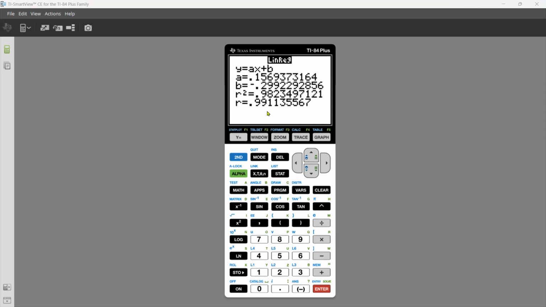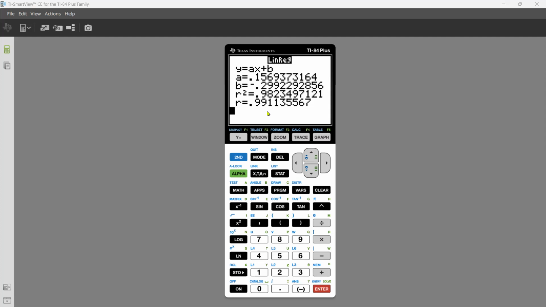A is 0.1569, and I'll put this up momentarily, but I'm writing it off screen. B is negative 0.2992, and R is 0.9911.